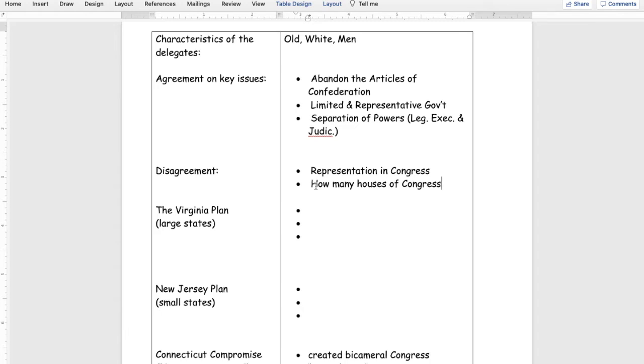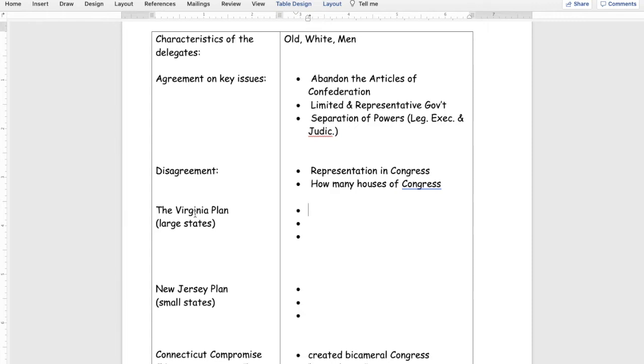And what they did with these agreements and these disagreements is they decided to come up with some plans. They said, hey, we need some plans of how we should replace the Articles of Confederation. And the first plan that they came up with was known as the Virginia Plan. And the Virginia Plan was completely different than the Articles of Confederation. It was almost the exact opposite.